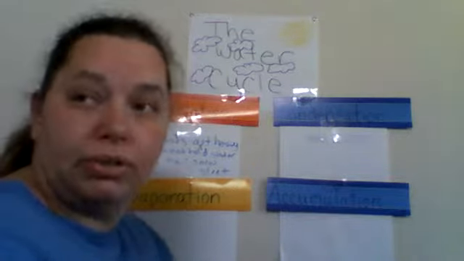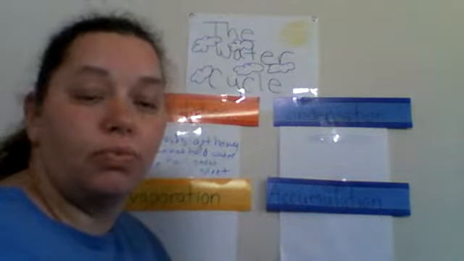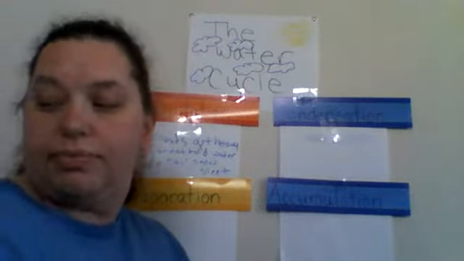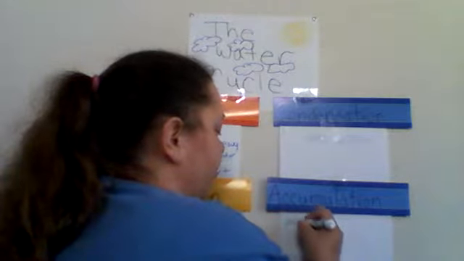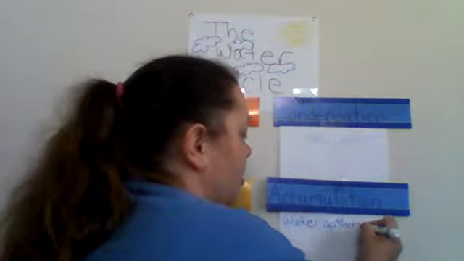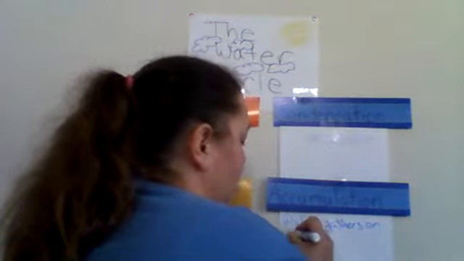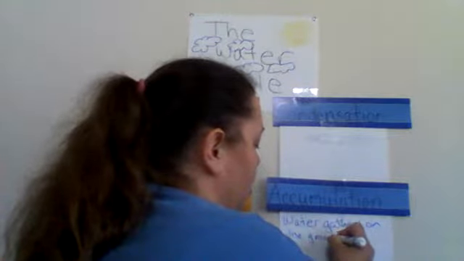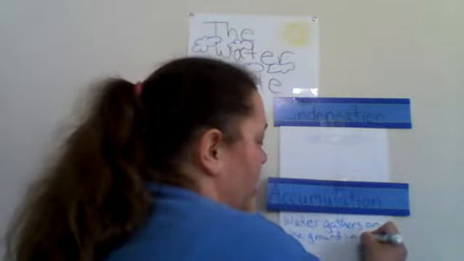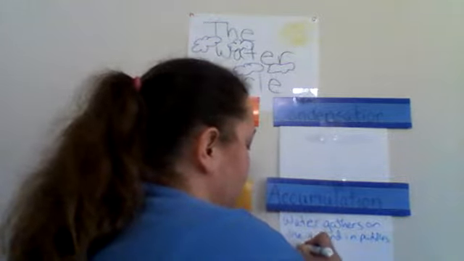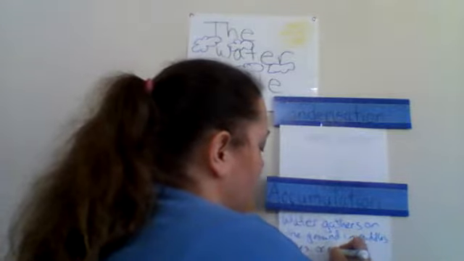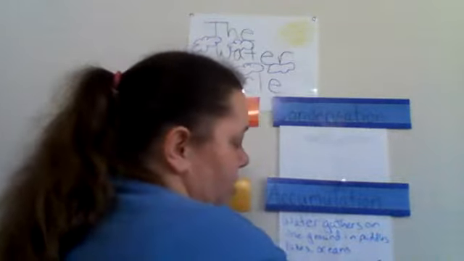Now, does anybody know what accumulation is? Yes, it could be mud puddles. Yes, it is mud puddles, lakes, oceans. Water gathers on the ground in puddles, lakes, oceans. Sort of like this.